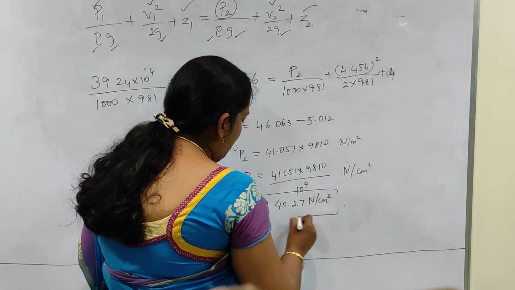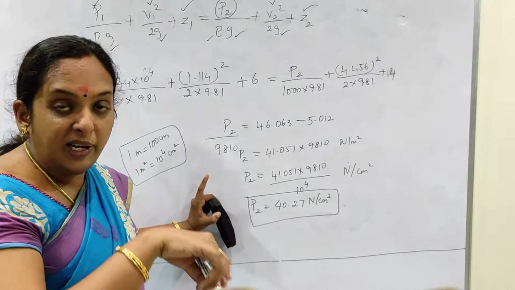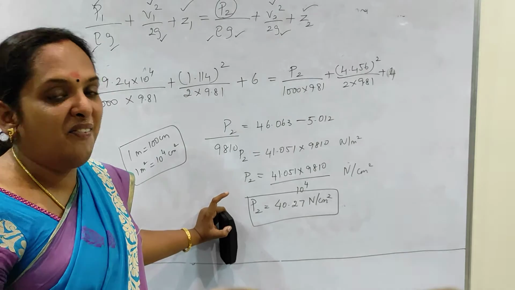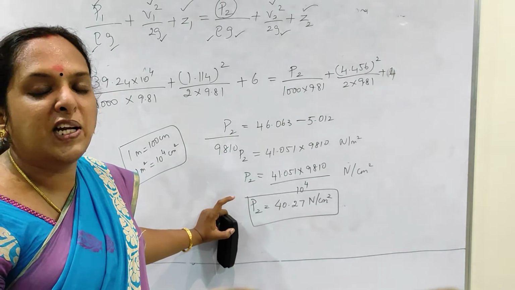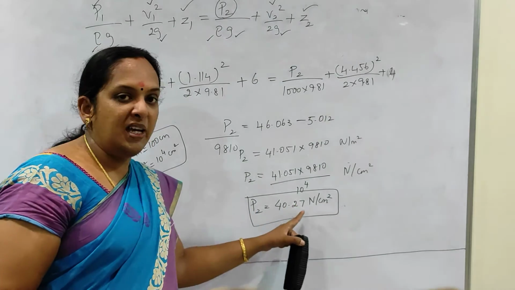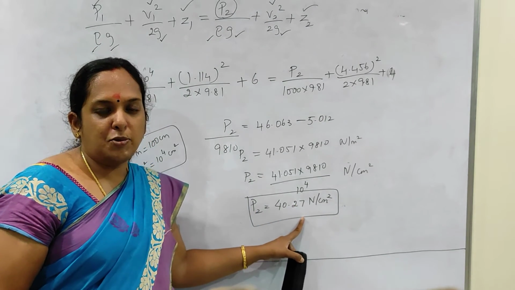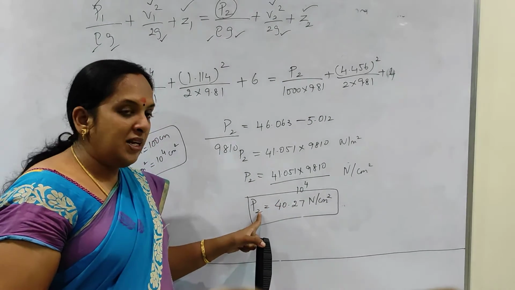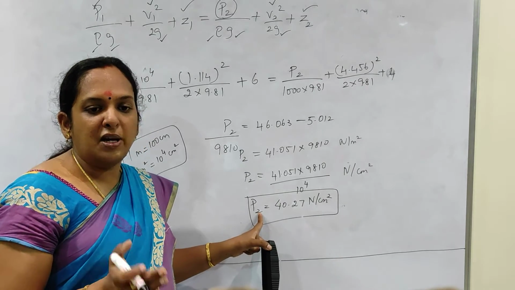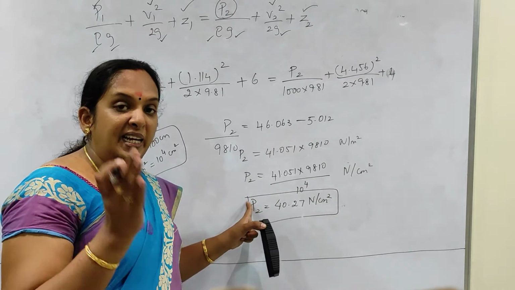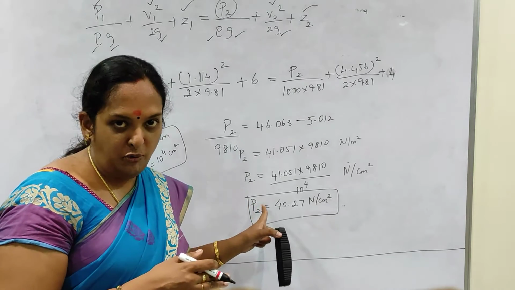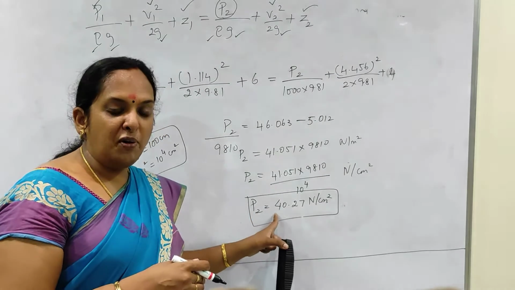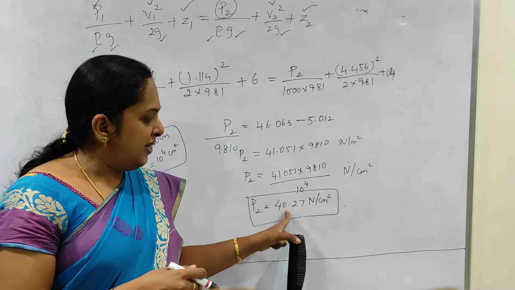Remember, whenever you are working out a problem, you have to convert every unit in terms of Newton and meters. Similarly, when giving the final answer, you have to give it in the respective units that are required. For example, here the pressure will be given in Newton per centimeter square, because in the question also the pressure was given in Newton per centimeter square. So it is easy to compare. The pressure at the inlet, section 1.1, was 39.24 Newton per centimeter square. Am I right? And the pressure at section 2.2 we have found out is 40.27 Newton per centimeter square.